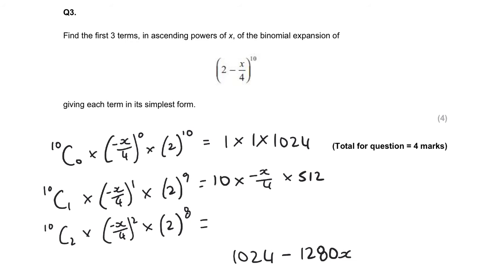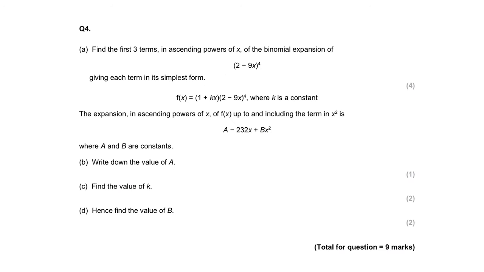1280x. And for the last one, 10C2 is 45 multiplied by minus x over 4 squared. Remember, this is positive x squared over 16 times 2 to the power of 8, which is 256. So this times 45 divided by 16 is 720x squared plus ... So nice and easy, 4 marks in less than 2 minutes. Okay, so question 4. This one is 9 marks, so it is a bit harder.